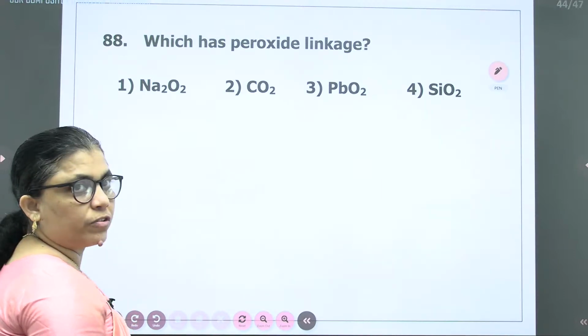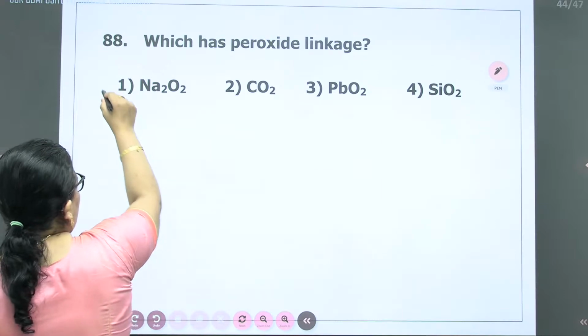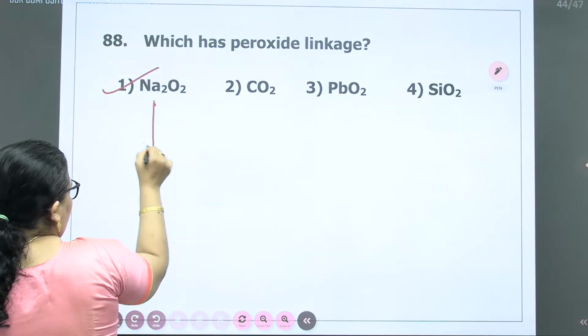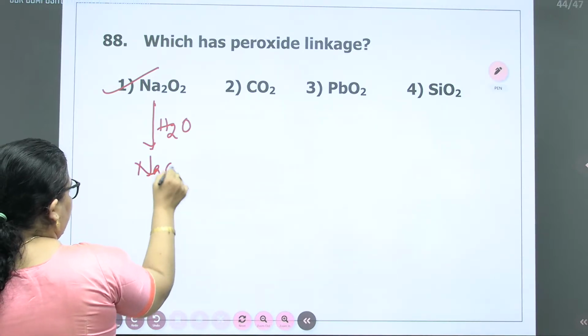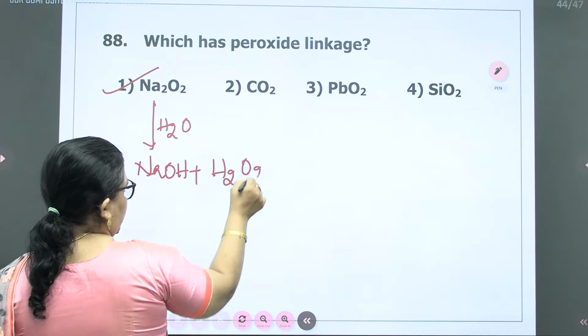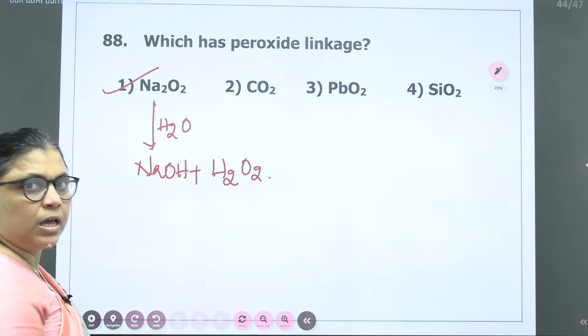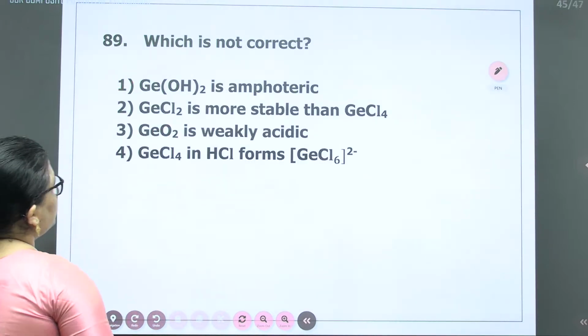Next, 88. Which has a peroxide linkage? Yes, we know very well that the peroxide linkage is present here, because when it is dissolved in water, it produces sodium hydroxide along with H2O2. Along with the formation of water, H2O2 forms, therefore the peroxide linkage is present.